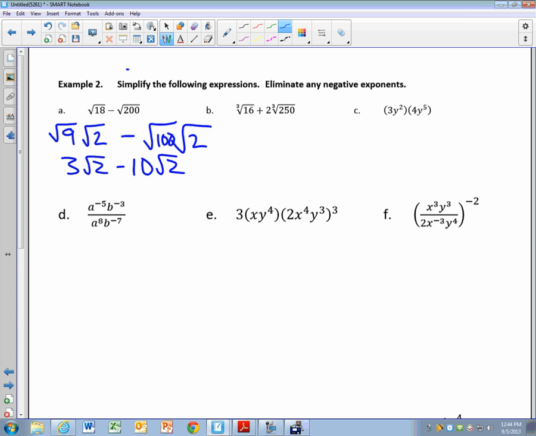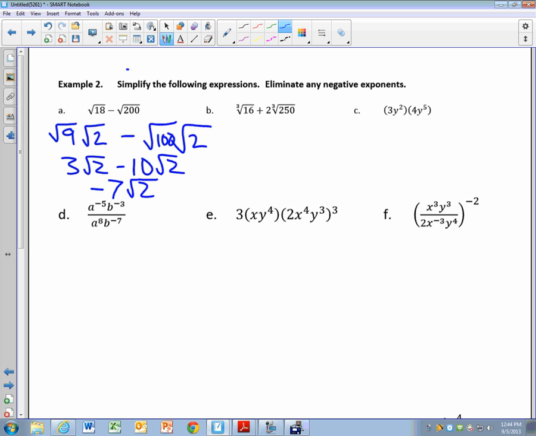Well, that's just like 3x minus 10x, right? So I just subtract them now. Negative 7 roots of 2. We don't actually do anything with the radicand. Like I said, it's like 3x minus 10x. We just subtract them, and that's it. Okay.